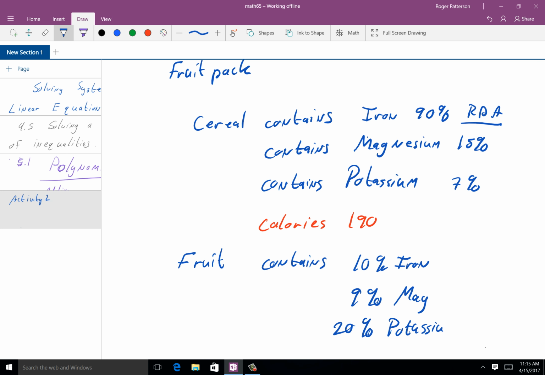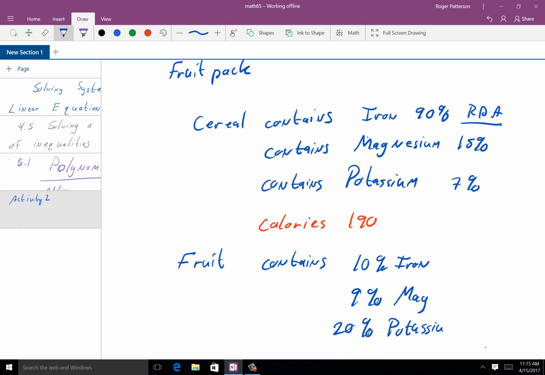So, here's what the nutritionist is desiring for this person to do. They want him to take in these things. They want him to get at least 70% of the iron, 30% of the magnesium, and 40% of the potassium. So that is what this nutritionist wants this person to do as far as eating those things.